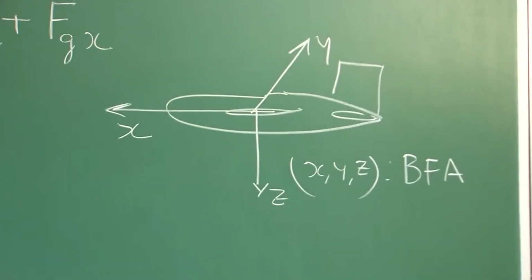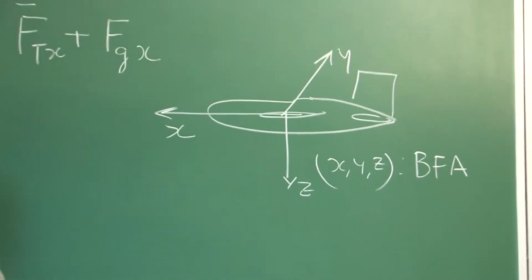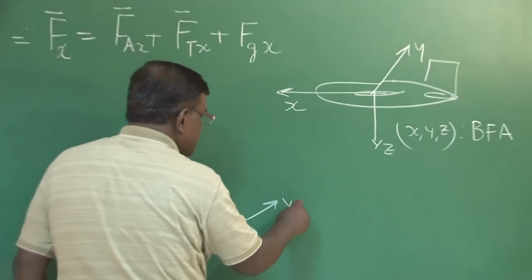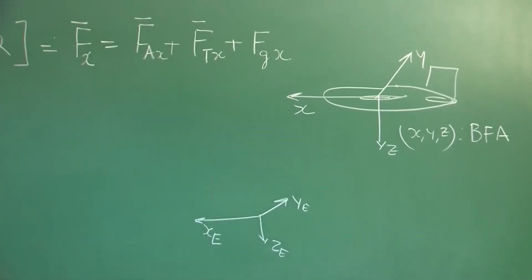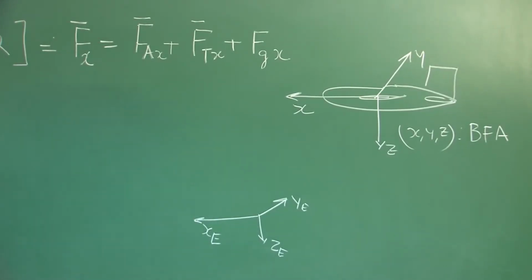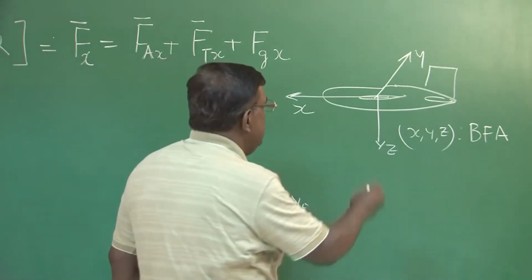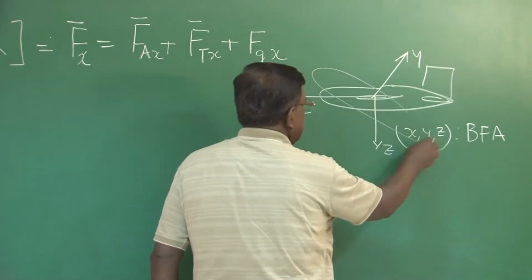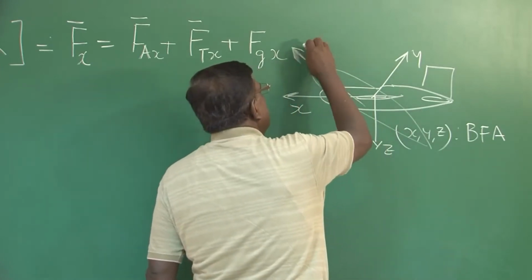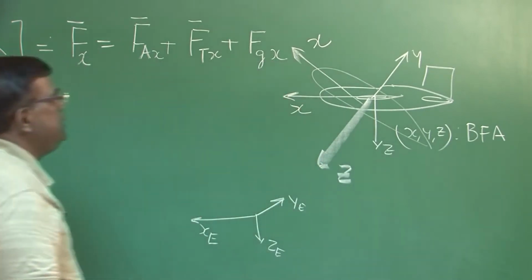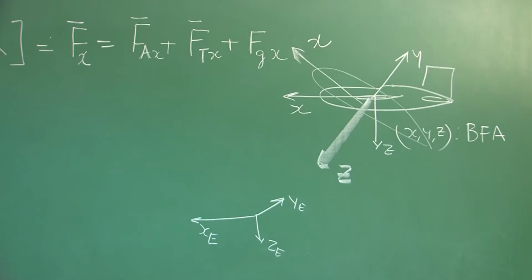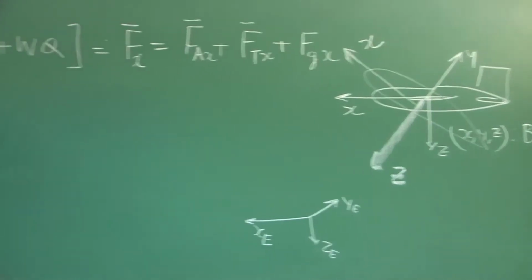What is the implication of that? Although the inertial frame of reference, if I write xe, ye and ze, their direction is fixed. However, when I am operating in the body fixed axis system, as the body rotates, let's say body rotating like this, then the x becomes this, x changes its direction, z becomes this. So there is a change in the direction of the x, y, z body fixed axis system. And when I write this equation, what does this mean?